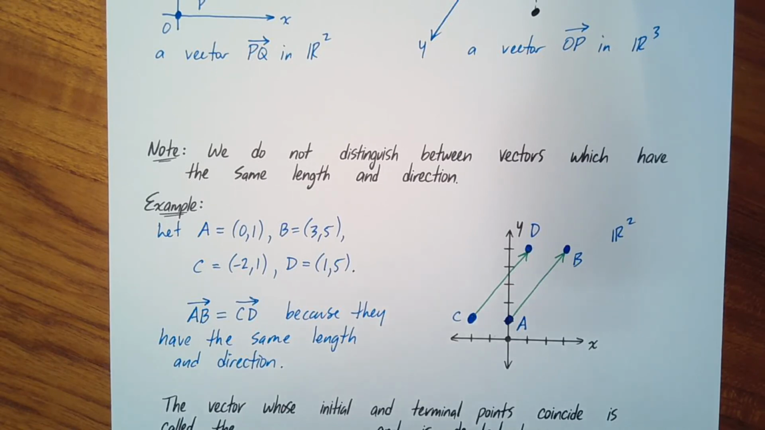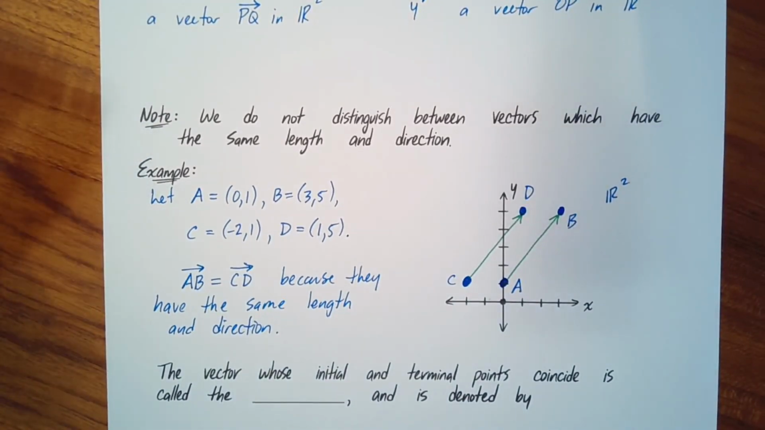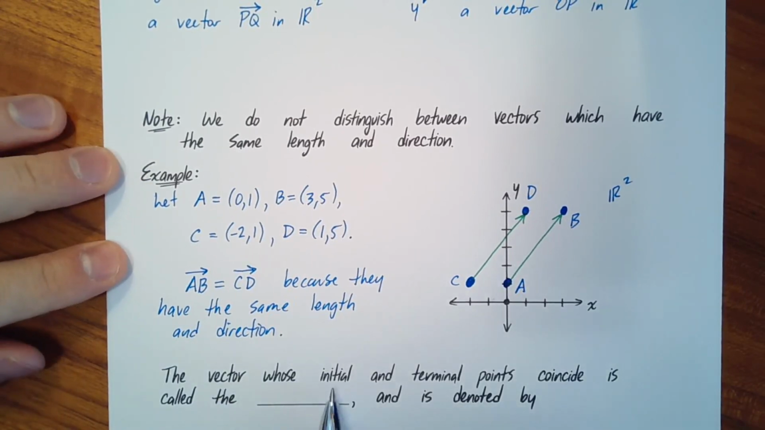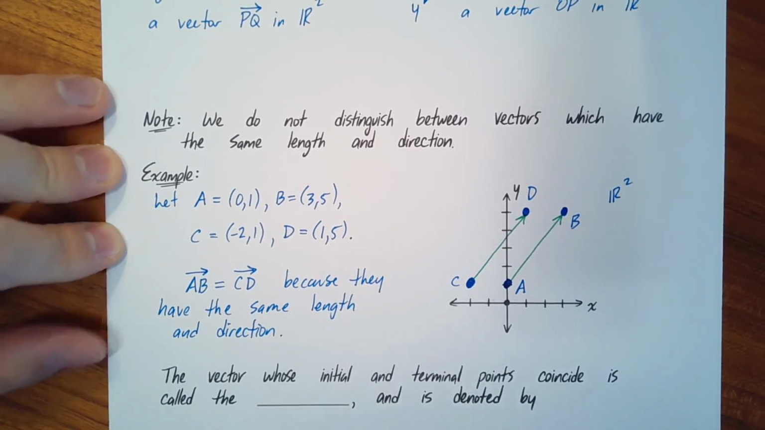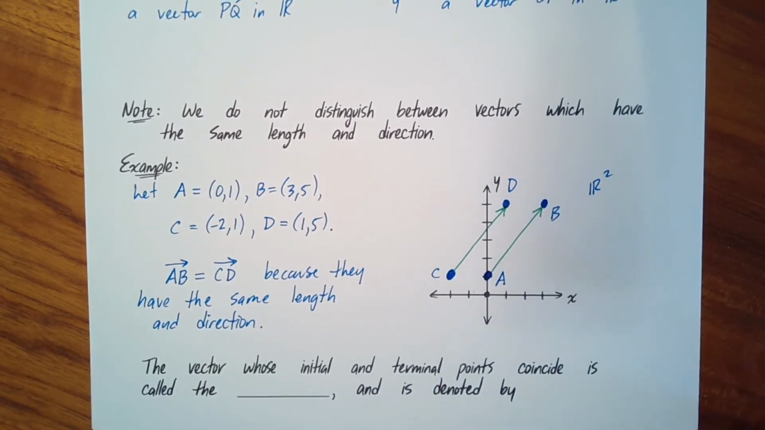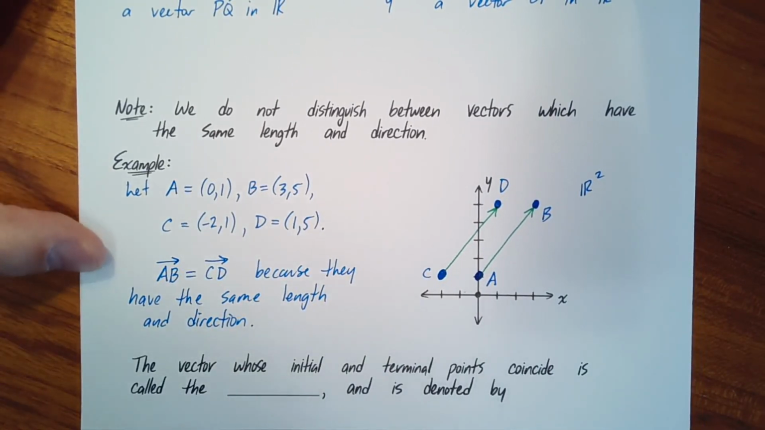Okay, so with that in mind, if the actual initial and terminal points don't matter so much as the magnitude and direction, if magnitude and direction are the only things that matter, then there's actually only a single vector which has the same initial and terminal point. And that's called the zero vector. So that's what we're going to define here. The vector whose initial and terminal points coincide, in other words, they're the same point, is called the zero vector. So it's the vector with a magnitude of 0. Every vector has a magnitude, but there's one vector with a magnitude of 0, and that's called the zero vector.